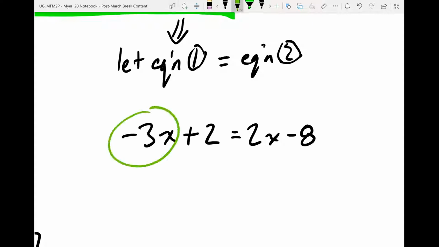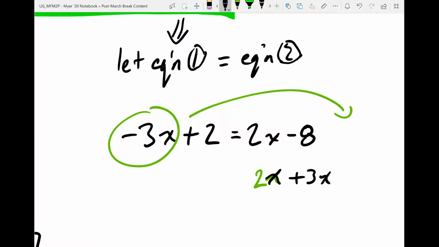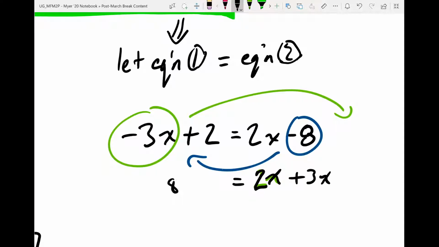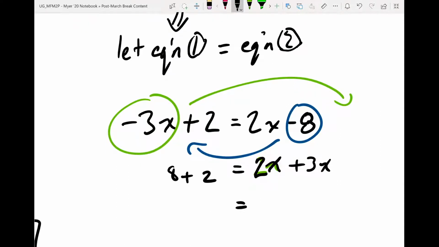All right, let's do that. So if that goes to this side, it becomes what? Positive 3. Okay, good. So we end up with 2x plus 3x. And then the negative 8 becomes positive. Yes, very good. So that's going to go to this side. So we end up with 8 plus 2. All right, so now we can simplify this, and it becomes 2 is equal to 5x.